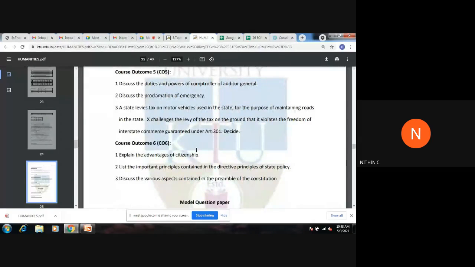Then the advantages of citizenship, important principles contained in the directive principles of state policy. All these things will be discussed. And the last point being, discuss the various aspects contained in the preamble of the constitution. That will also be discussed.